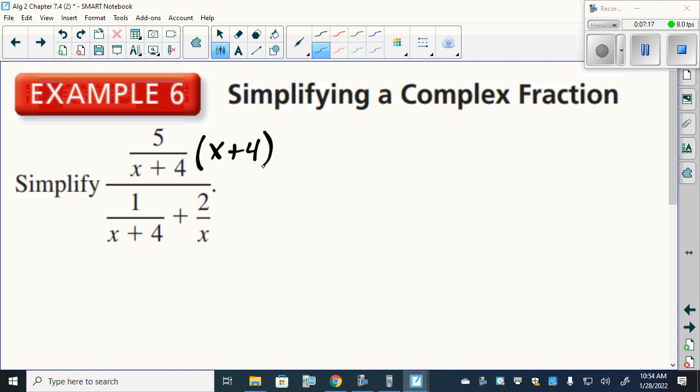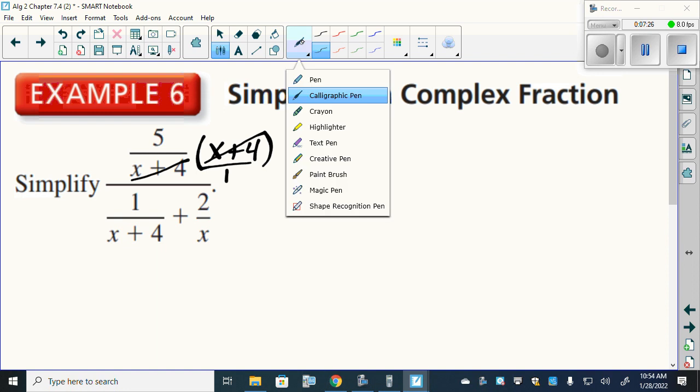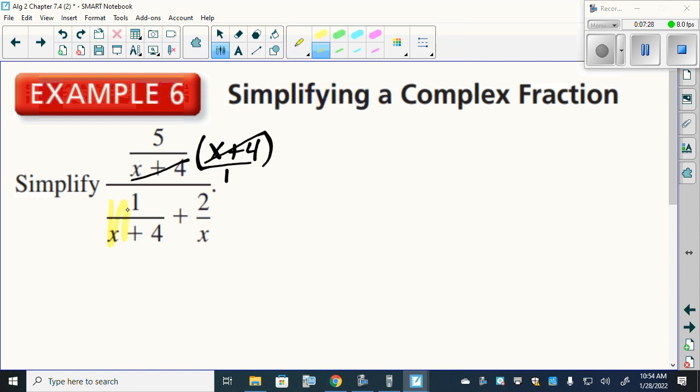I would just have 5. Because we treat this as 1 over, and these here would cancel, leaving me with just 5, yes? Highlighter back out. Big highlighter. What would happen if I multiplied the 1 over x plus 4 by x plus 4? You would just have 1, yes? Well, what would I need to do to get the 2 over x to do the same thing? To just have 2, I would need to multiply by what? By x. Because 2 over x times x would just leave me with 2, yes?